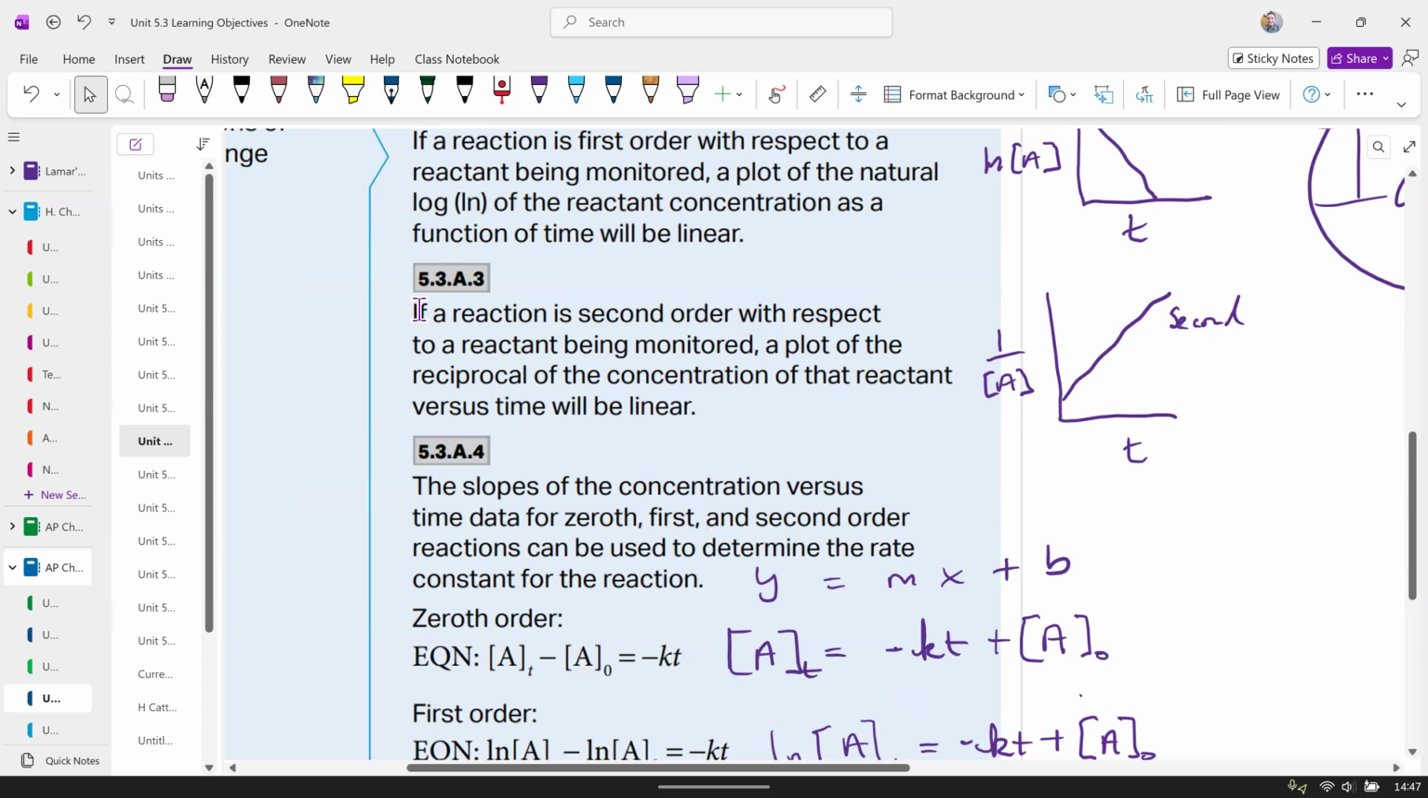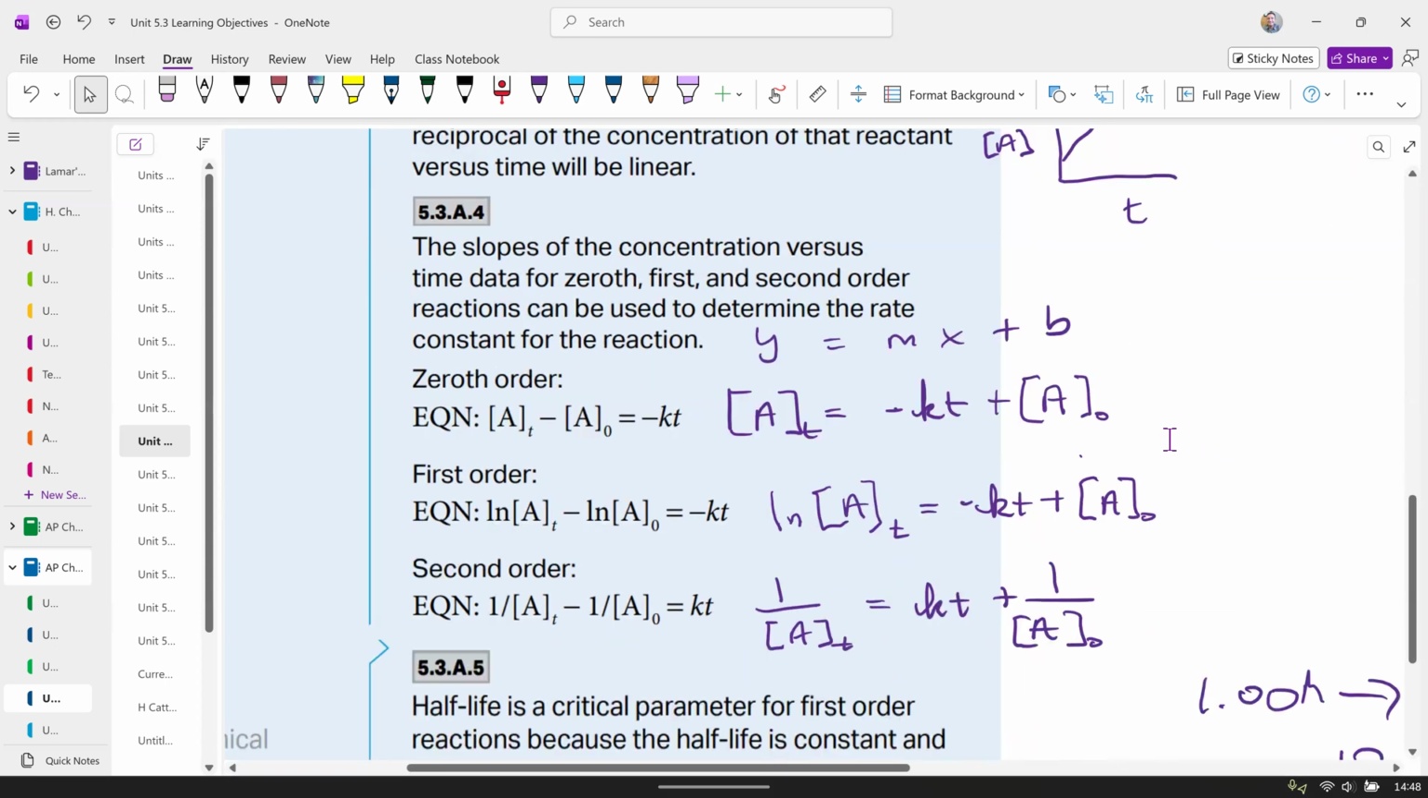And then if we look at a second order with respect to the reactant being monitored, a plot of the reciprocal of the concentration of that reactant versus time will be linear. And it's actually going to have a positive slope, but the reciprocal of the concentration versus time, a linear plot, that is how we are going to identify a second order reaction.